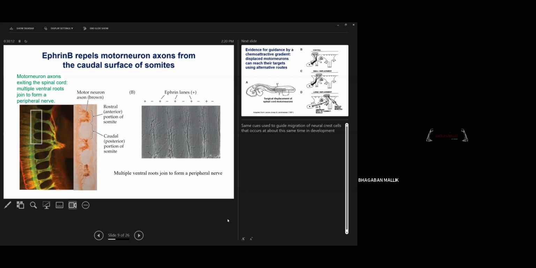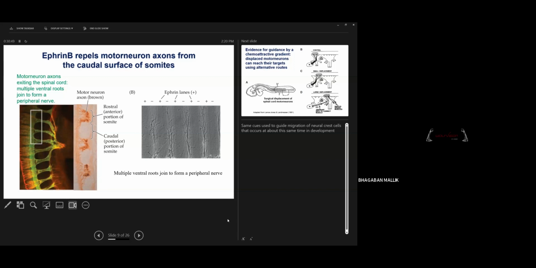So in the somite, you have the anterior side, and the posterior or caudal side, where you have the ephrin A signal. The axons, or the nerves, coming from the spinal cord join together at the ventral root to form these peripheral nerves. The peripheral nerves basically project into the anterior side of the somite. You do not see projection of the peripheral nerve to the posterior side of the somite because you have ephrin A signal. That's why you see all these peripheral nerves concentrated in the anterior side of the somite. And this is shown also in the lab.